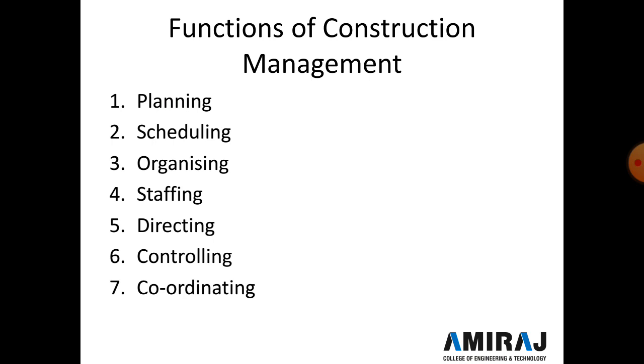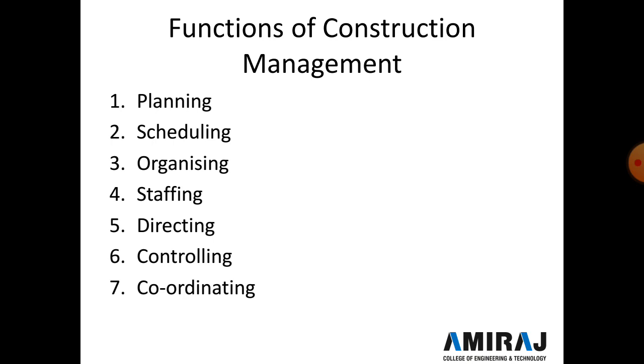Now the sixth function of construction management is controlling. Controlling consists of regularly monitoring the actual progress of the work and comparing it with the scheduled target. Controlling is a formal mechanism established to determine the deviation from the scheduled plan.